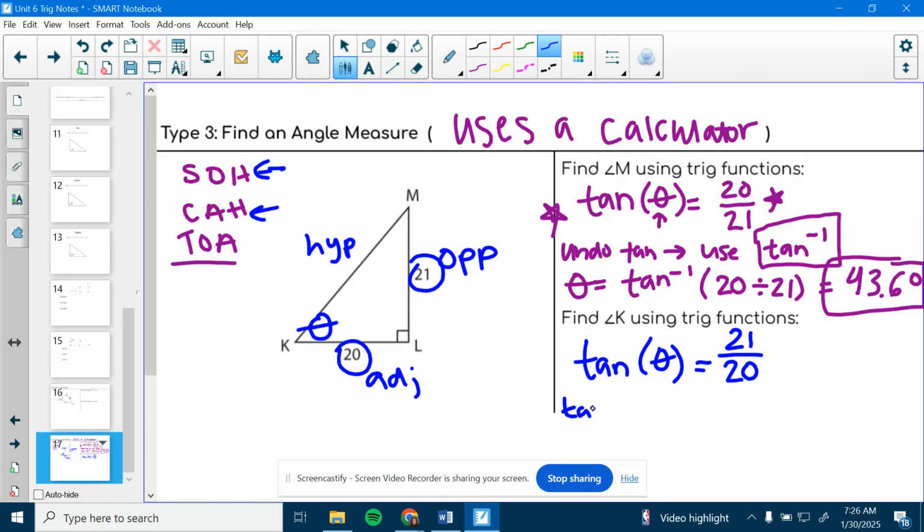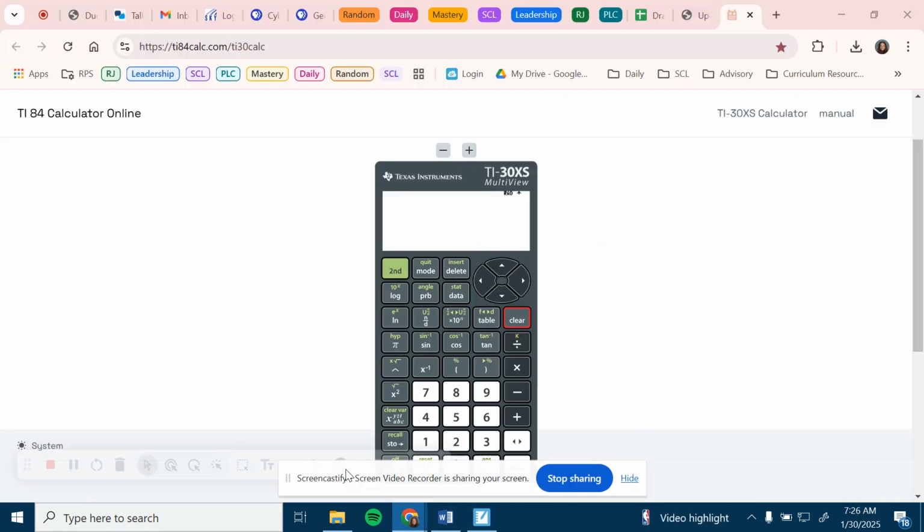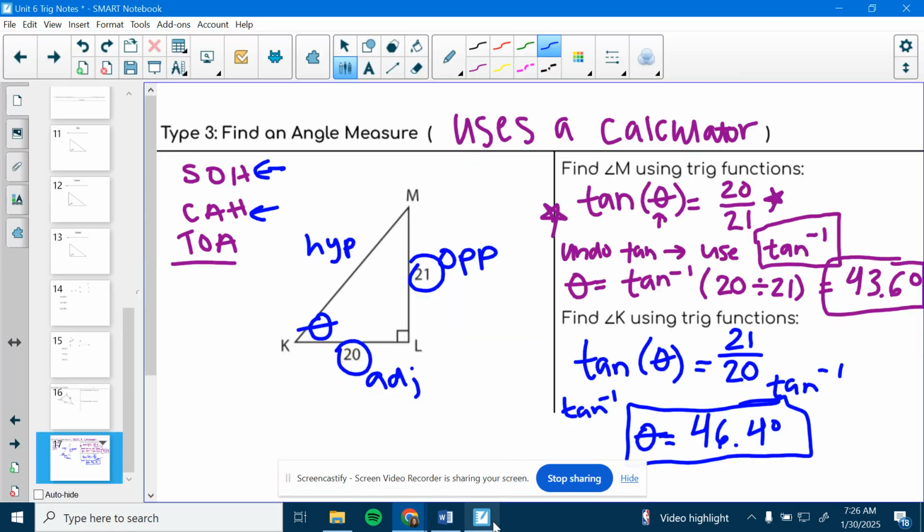I'm going to take the inverse tan on both sides. And so I get theta is equal to the inverse tan of 21 divided by 20, which is equal to 46.4 degrees. So that would be my angle measure for angle K. Once again, in our calculator, what we're clicking is second and then sine, cosine, or tangent, depending on what it is that we want to take the inverse of or undo.